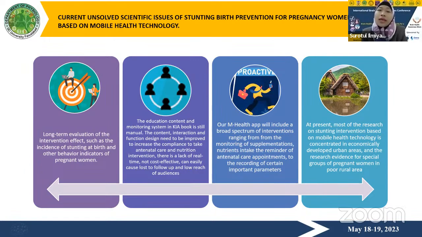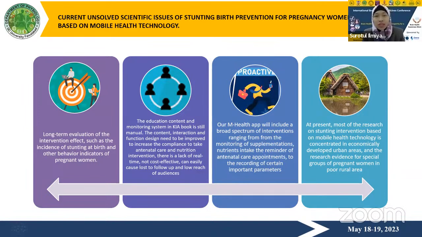So the current unsolved scientific issues for stunting birth prevention among pregnant women based on mobile health technology is, first, existing research has limited long-term evaluation of international effect, such as incidence of stunting at birth and other behavior indicators of pregnant women. Only India has conducted a stunting app. It's called M-Sahi, for reducing malnutrition and also to control the prevalence of stunting. But in Indonesia, no app has been evaluated for the long-term effect on stunting prevalence.